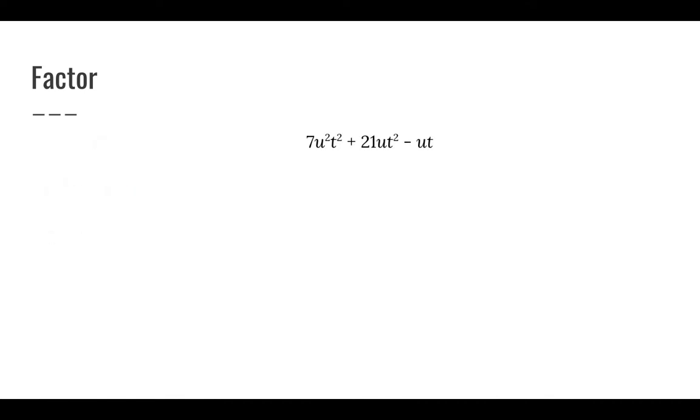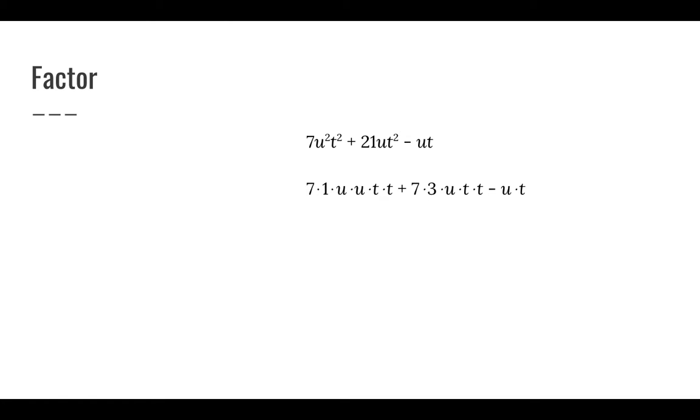Let's try another one. This time I've got 3 terms. I look at each one separately. So I'm going to break 7u squared t squared down as 7 times 1 times u times t times t. 21 will be 7 times 3. Got the u, and t times t for t squared. And the last one, negative u times t.